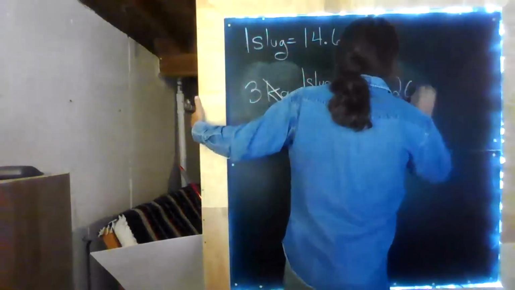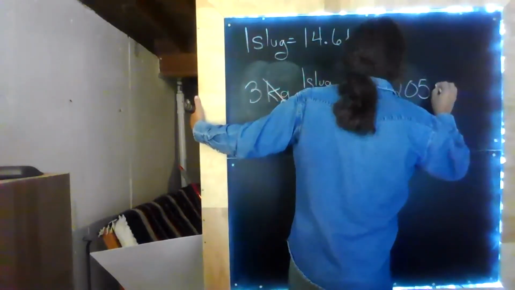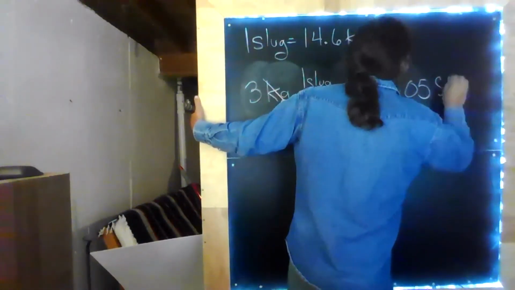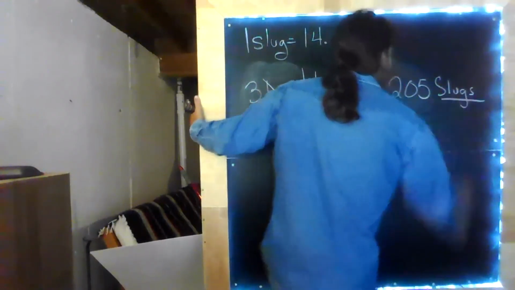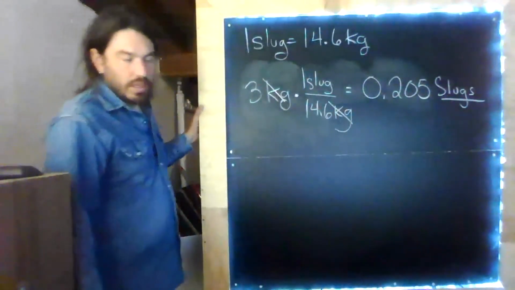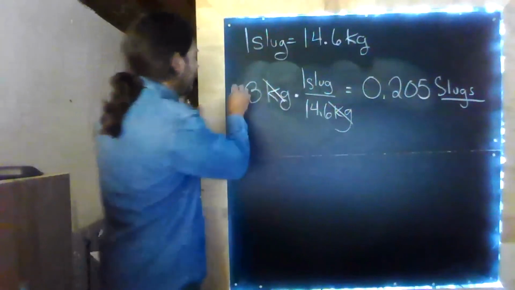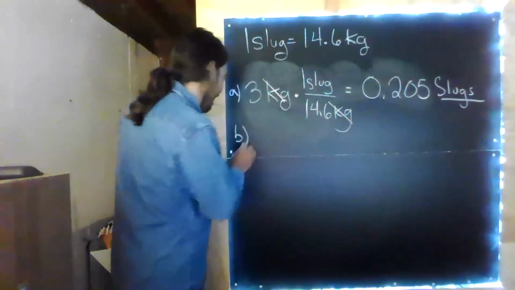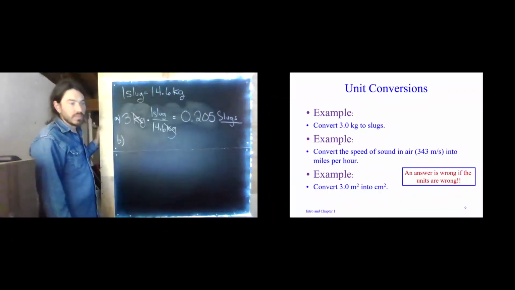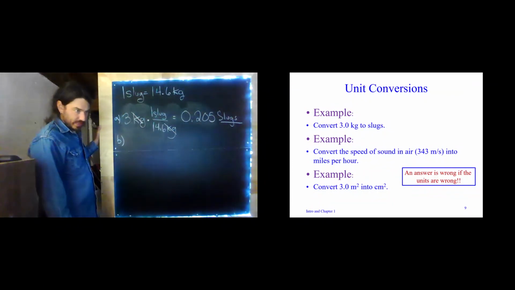Over there, I run my calculator, and I get 0.205 slugs. There we go. Okay. Groovy. Moving on. Let's look at the next one. Convert the speed of sound in air, 343 meters per second, into miles per hour.